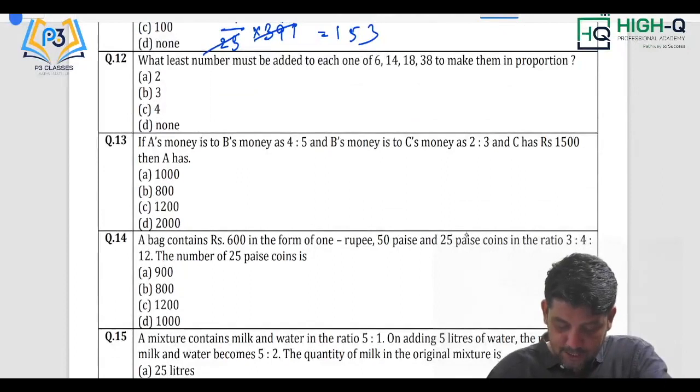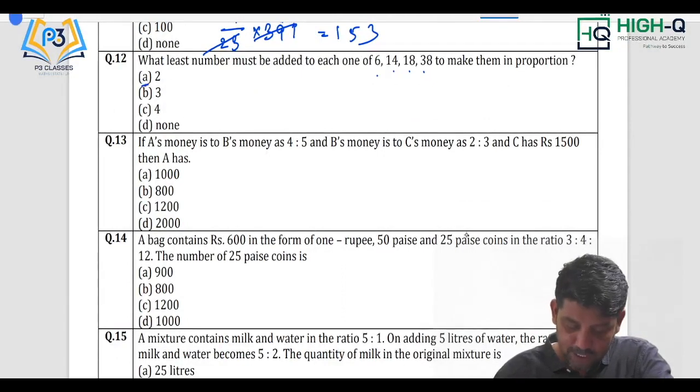What least number must be added to each one of 6, 14, 18, 38 to make a proportion? So, trial and error method. Option A is 2. 6 plus 2 is 8, 14 plus 2 is 16, 20, 40. Now check whether they are in proportion or not.